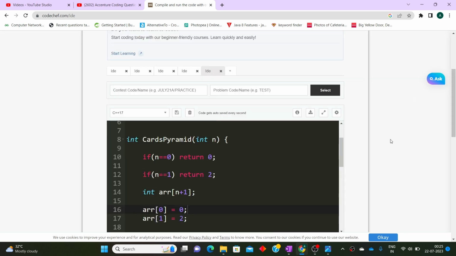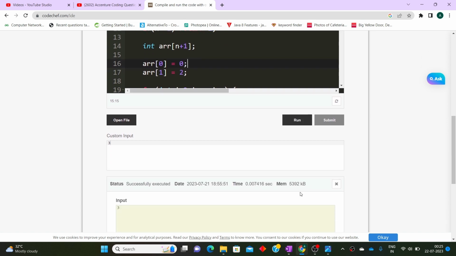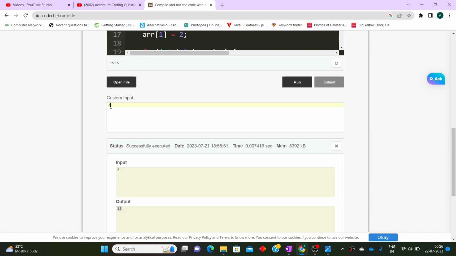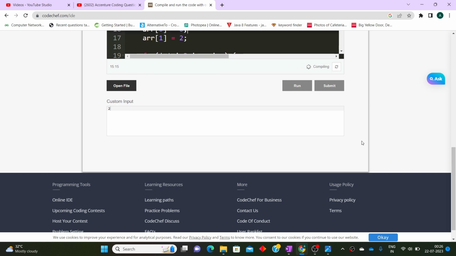So let's just now quickly run some test cases. Let's just input 3, that is 3 levels, and let's see how many cards are required at level 3. So ideally the answer should come out to be 15. So here you can see the output is coming as 15. If we give 2 here, the answer should come as 7. Let's just see if it is working or not. But according to me, it should work, and this code will pass all the test cases that will be given to you.